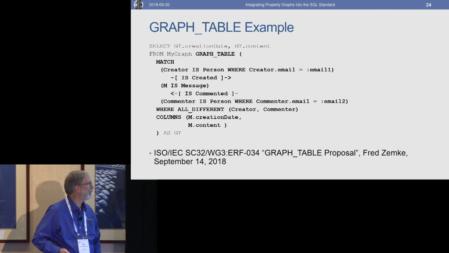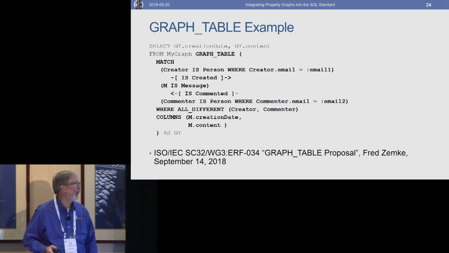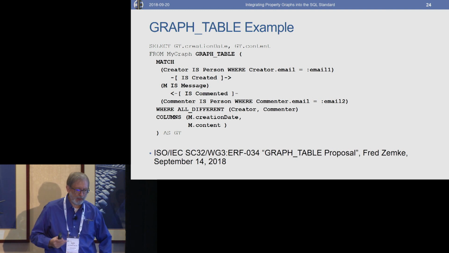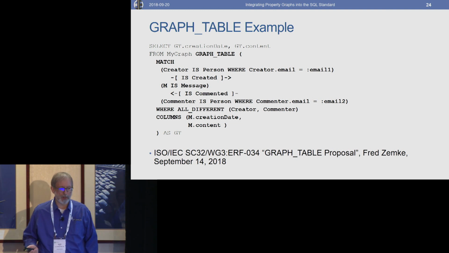An example of graph table that I swiped from a recently posted paper that we will consider at our next WG3 meeting at the beginning of October. This is coming out of the US from a guy by the name of Fred Zemke, who works for a company called Oracle. But I know the Neo4j have been in on discussions of all of this.